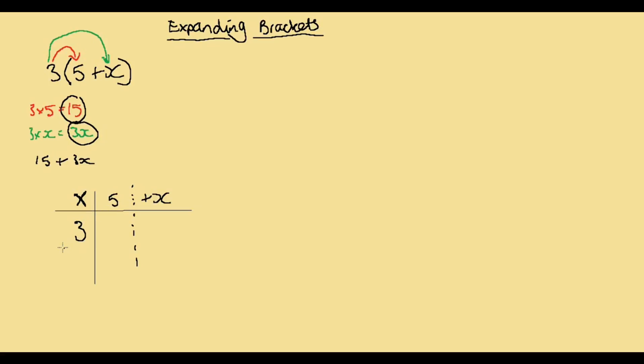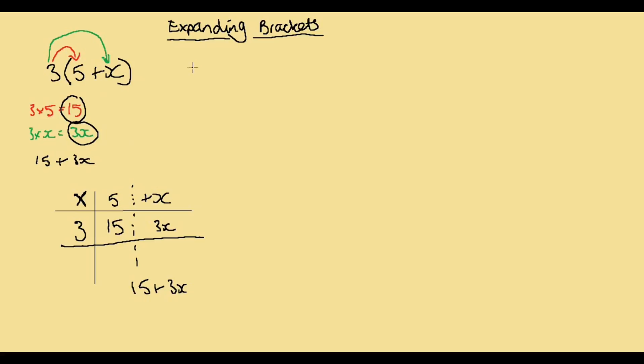Well, we're just going to fill in the table. So this square here is going to be the multiplication of 3 times by 5. So we're just doing down the column and across the row. 3 times by 5 again is 15. The same calculation we've done up there. And also 3 times by the x is a 3x. So again we get 15, add 3x for that one.